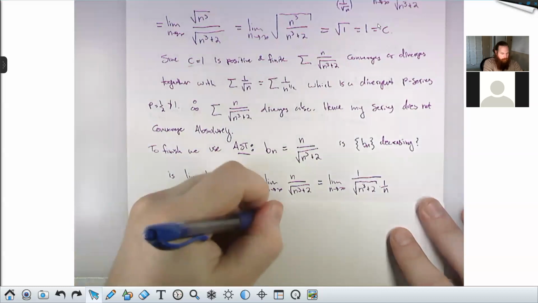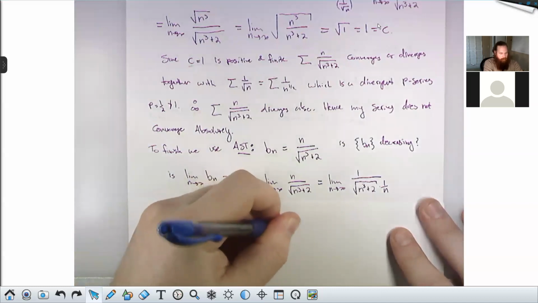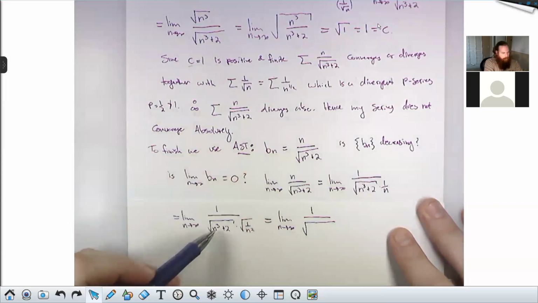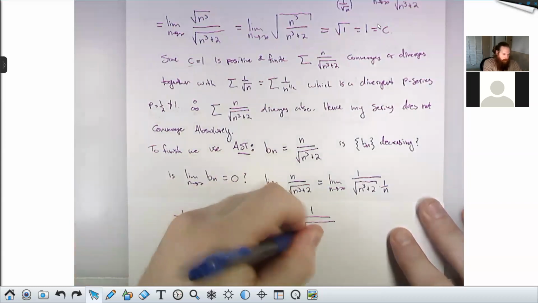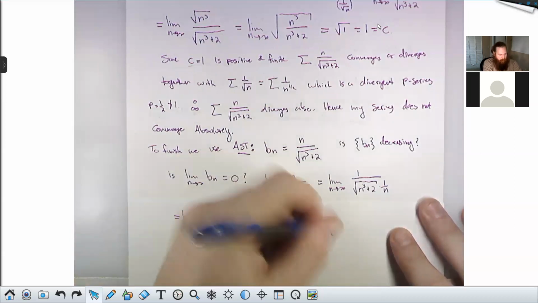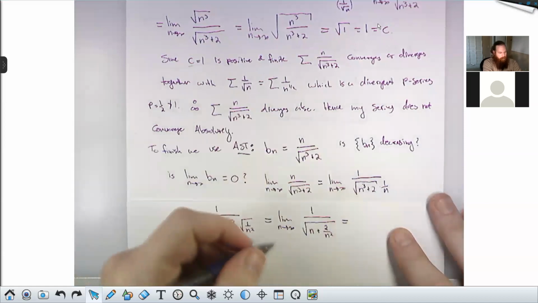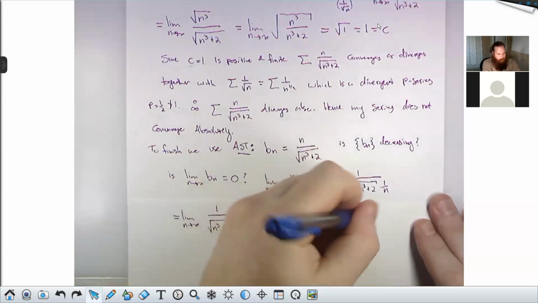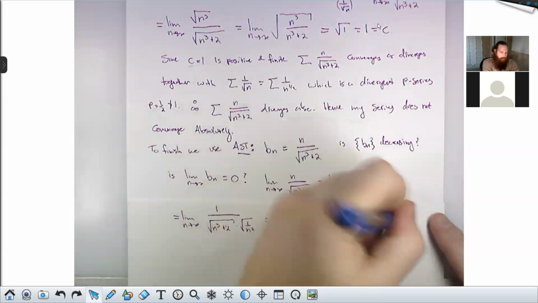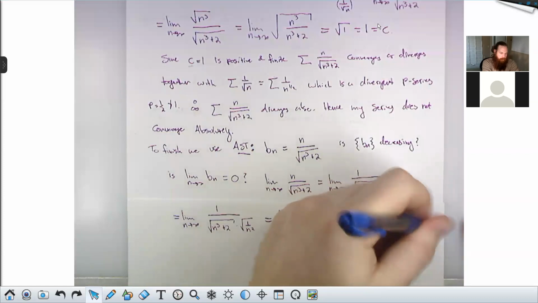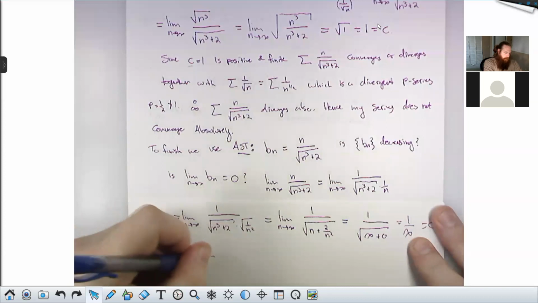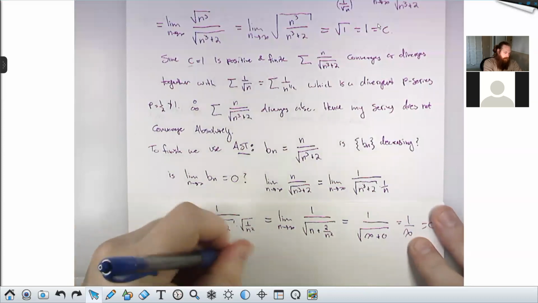And then I can mash the two square roots downstairs together, distribute. And when I do that, n cubed times 1 over n squared is n, plus 2 times 1 over n squared is 2 over n squared. So in the limit, this is 1 over the square root of infinity plus 0, which is 1 over infinity, which is 0. So yes, lim n to infinity bn equals 0.